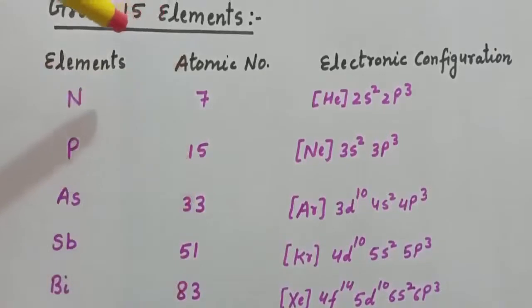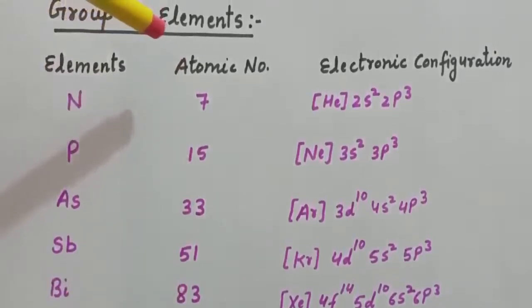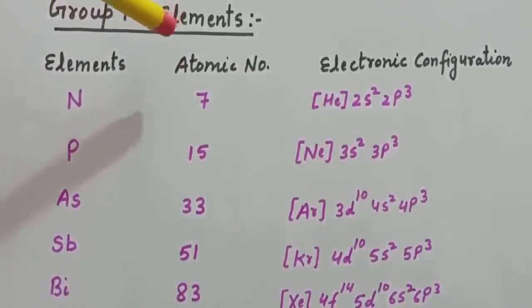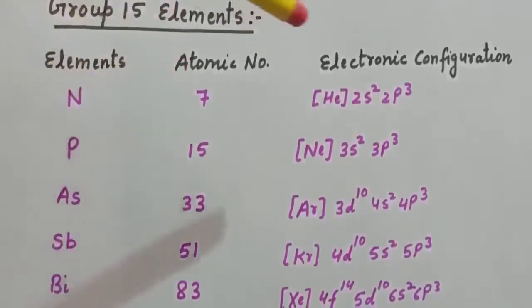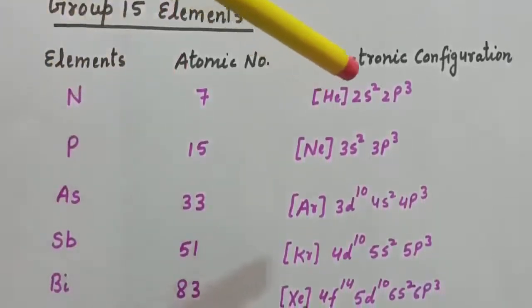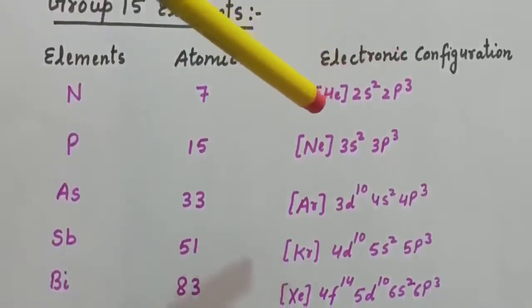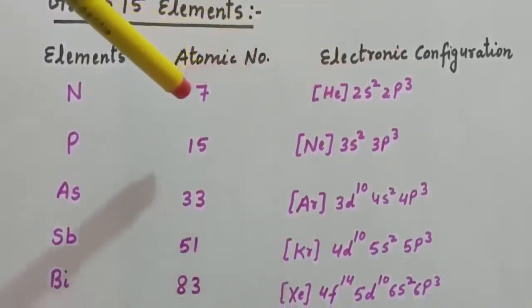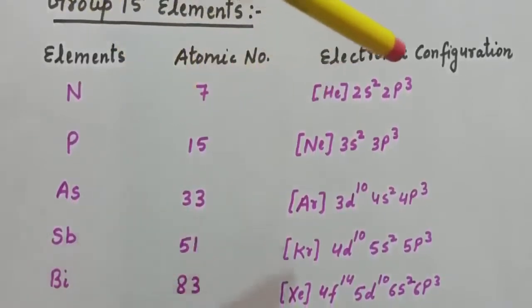Now the electronic configuration for group 15 elements is ns2 np3. The outer electronic configuration is ns2 np3. So if we want to write down the electronic configuration for nitrogen, then it will be what? Helium 2s2 2p3. The electronic configuration for helium is 1s2. So the electronic configuration for atomic number 7 is 1s2 2s2 2p3.